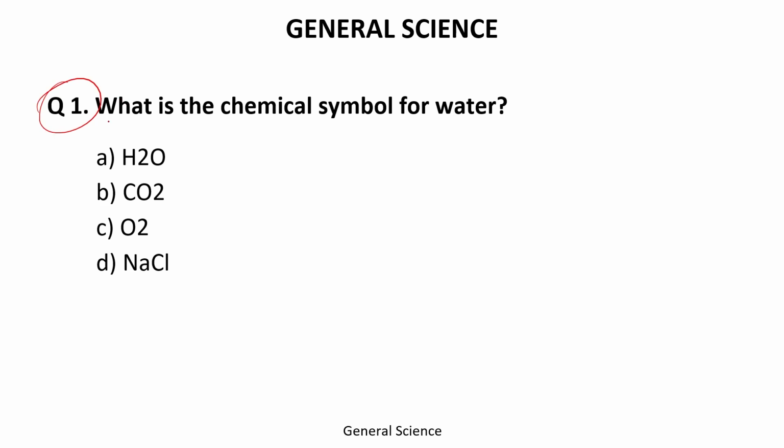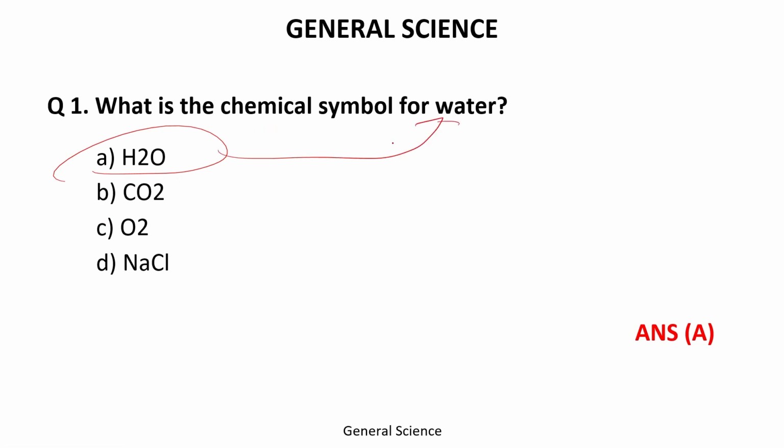First question we have, what is the chemical symbol for water? H2O, CO2, O2, NaCl. It is a very easy question. I think 15 seconds should be enough time to answer this question. Your time starts now. Time's up. H2O is basically the chemical symbol for water.